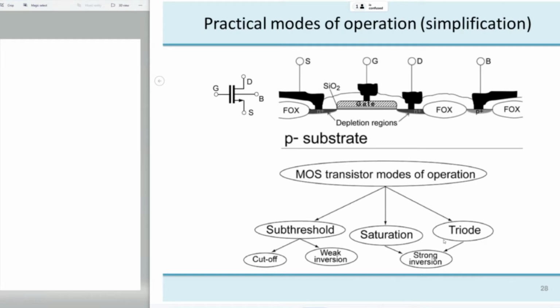strong inversion, when there is a channel. Theoretically, saturation and triode also apply to the subthreshold region, but only the saturation region. Saturation mode of operation in the subthreshold region is something useful. So this is why we separate. When we say saturation and triode, from now on we will understand only strong inversion. And when we say weak inversion, we will understand subthreshold saturation.